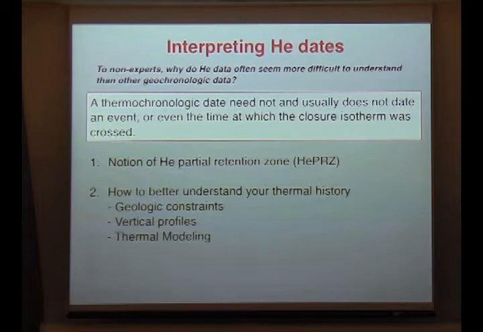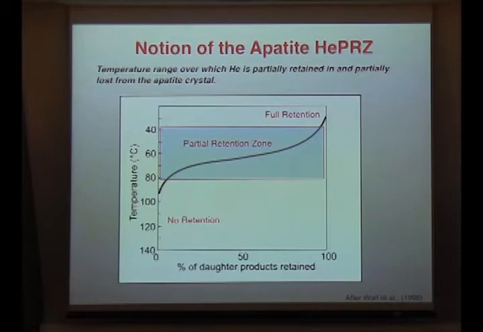So the helium partial retention zone can be a slightly complicated concept, but I'm going to try to step through it a little bit. What you're looking at here is a plot where on the y-axis we have temperature, on the x-axis we have the percent of daughter products, in this case helium atoms, that are retained within the crystal. So at cold temperatures, retention is at 100%, retain them all. At very high temperatures, retention is at zero. They are instantaneously diffused out of the system, or gone for good. But there is a broad range of temperatures. In this case, for helium, it's somewhere between maybe 40-ish and 80-ish degrees Celsius, depending on a few things, where some of the helium is lost and some of it is retained.